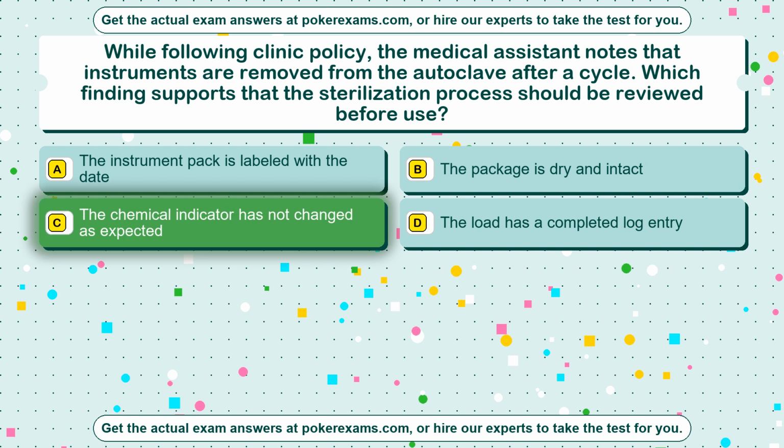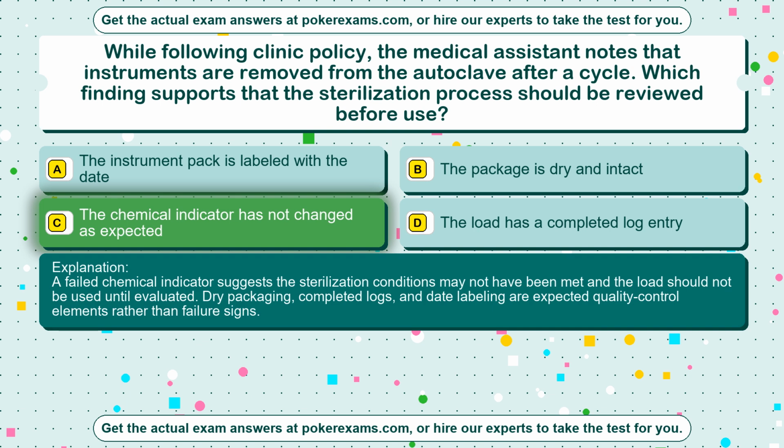The correct answer is option C, the chemical indicator has not changed as expected. A failed chemical indicator suggests the sterilization conditions may not have been met and the load should not be used until evaluated. Dry packaging, completed logs, and date labeling are expected quality control elements rather than failure signs.